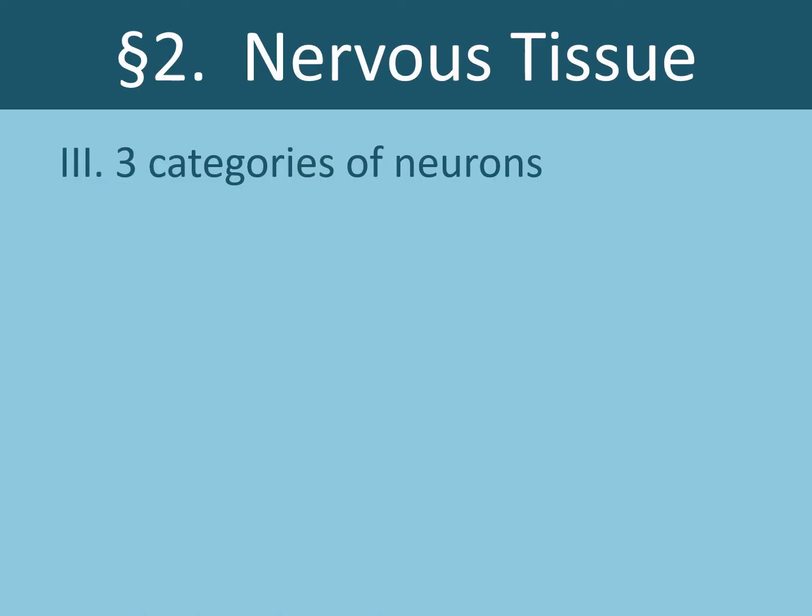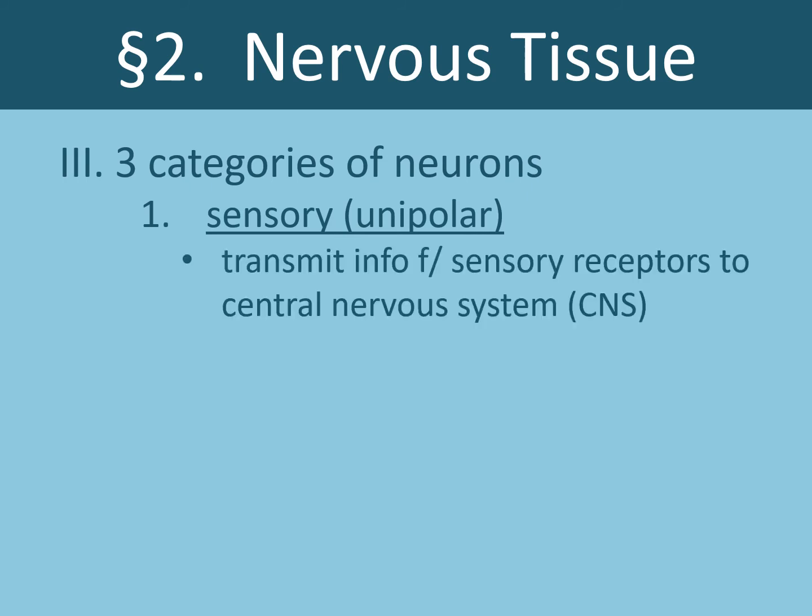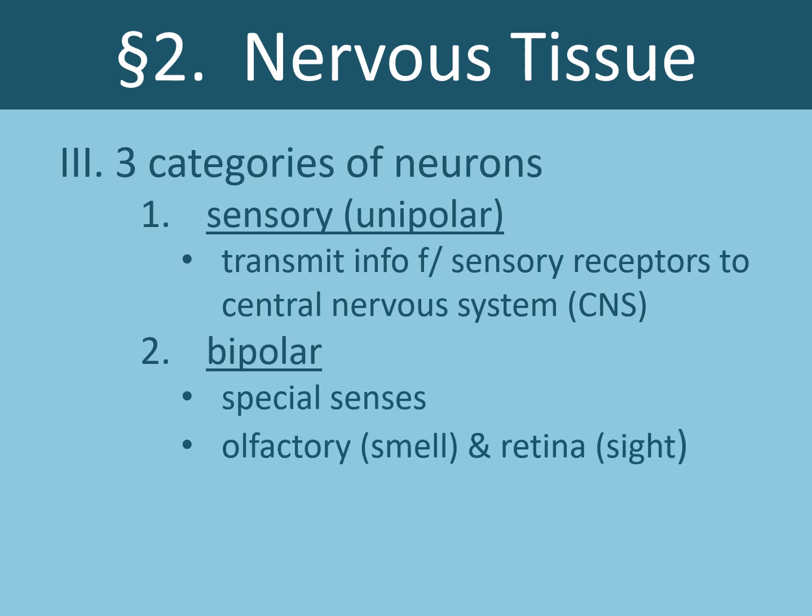Neurons can be classified by both their function and the number of processes that emerge from the soma. Unipolar sensory neurons are neurons that transmit normal sensation from receptors, like those in the skin, to the central nervous system. Bipolar neurons also transmit sensory information, but exclusively special senses. Those are the senses that are mainly found in our head, like sight and smell.